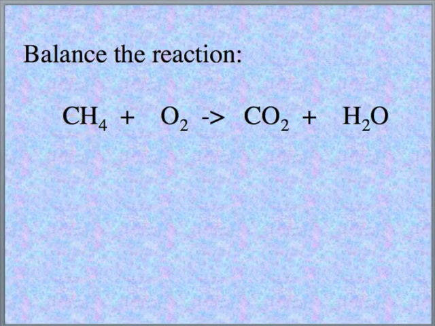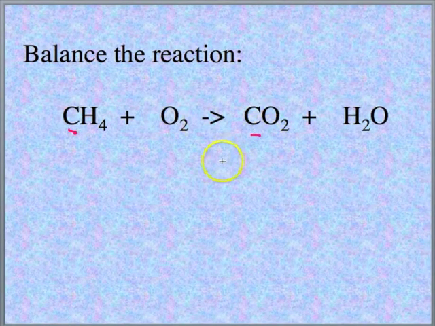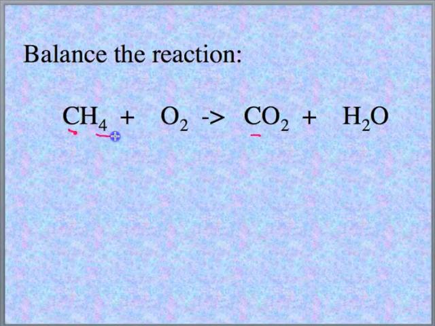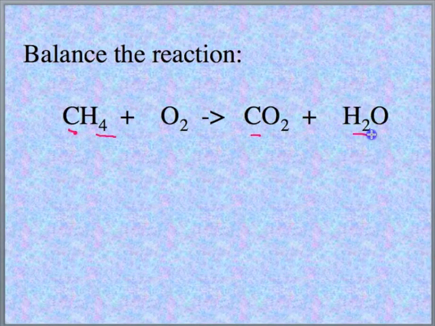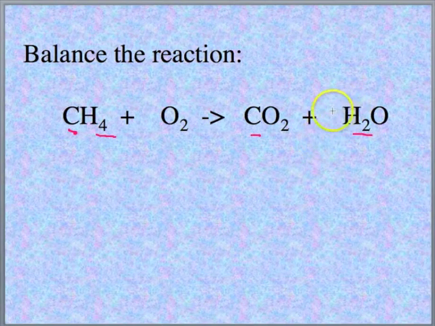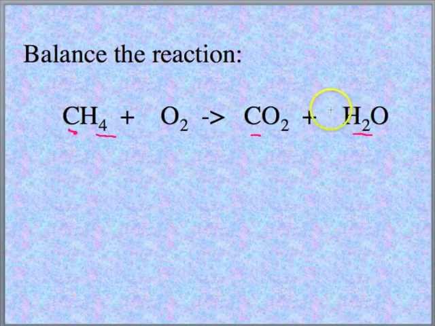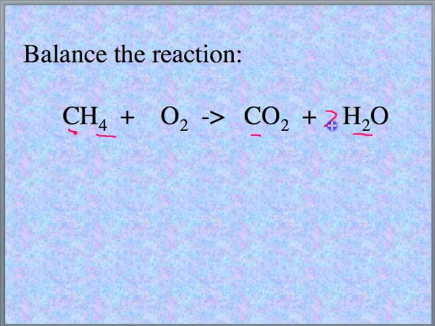So here we go. Here's one carbon, here's one carbon, so carbon seemingly is balanced. 4 hydrogen on this side, 2 hydrogen on this side. So we don't have enough hydrogen on the product side. The way we increase the number of hydrogens is by adding a coefficient in front of the water, and that coefficient is going to have to be a 2.